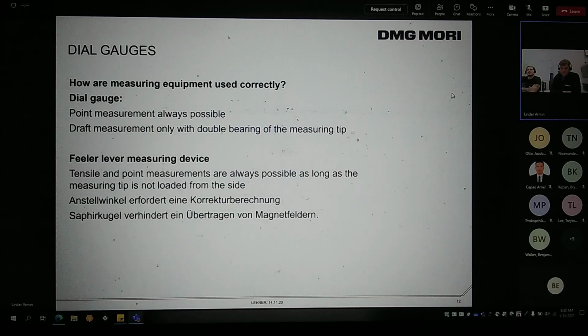And there, the indicator or feeler level measurement device, wie soll ich das auf Deutsch? Ja, dann denkt.